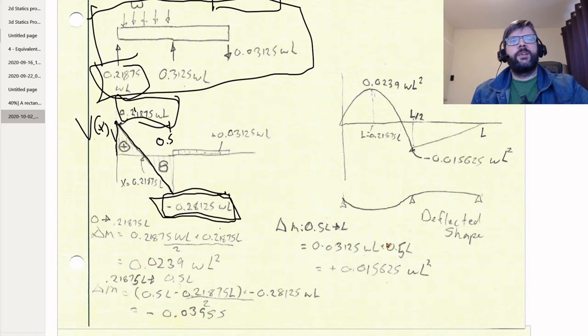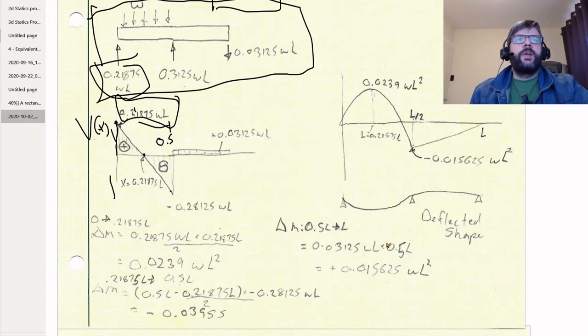We can also find out where we're going to be crossing the x-axis here, so we can figure out what the base of this triangle is when we do a calculation for a moment. So again, 0.21875 WL is our starting point, and then we're moving downwards at a rate of W per L. So we're going to hit the axis at an L value of 0.21875 L.